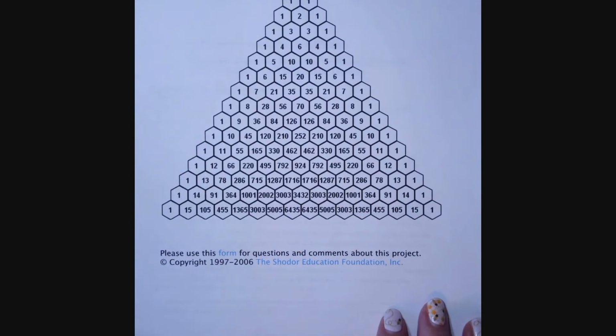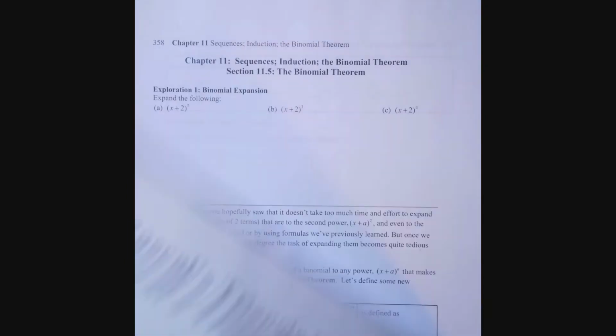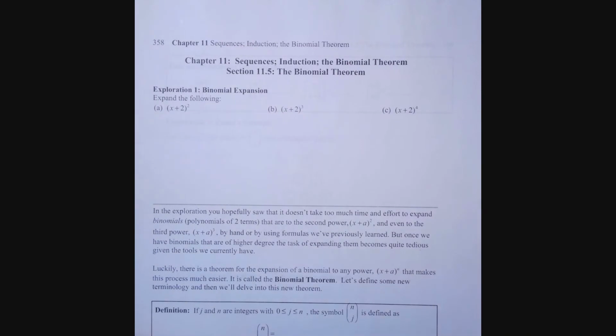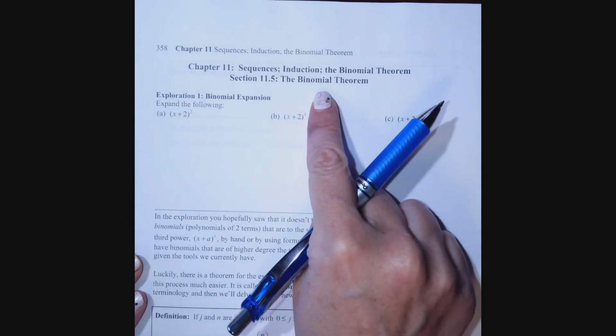You are welcome to just Google Pascal's triangle, find one that is easily read, and I suggest you print a copy to keep on hand because it makes work a little bit simpler. Because when we use binomial theorem to do binomial expansions, it just simplifies things. Okay, so binomial expansion. A binomial is an expression with two terms.